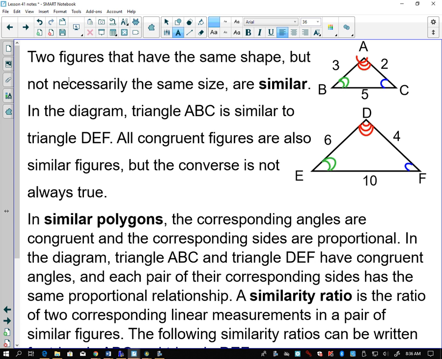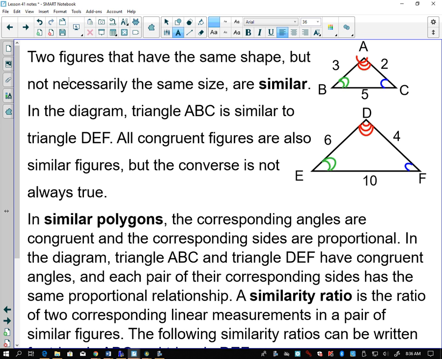Okay. So these figures are similar. In this diagram, triangle ABC is similar to triangle DEF. All congruent figures are also similar figures, but the converse is not always true. Not all similar figures are congruent, but all congruent figures are similar. Does that make sense? Hopefully, a little bit.